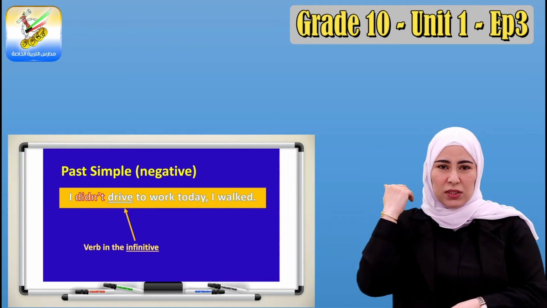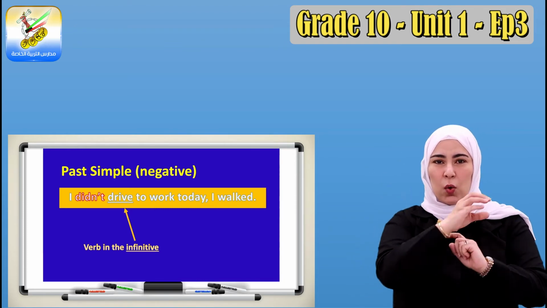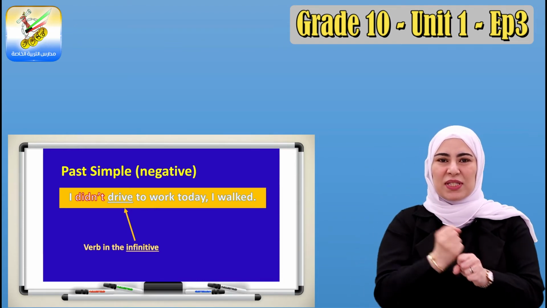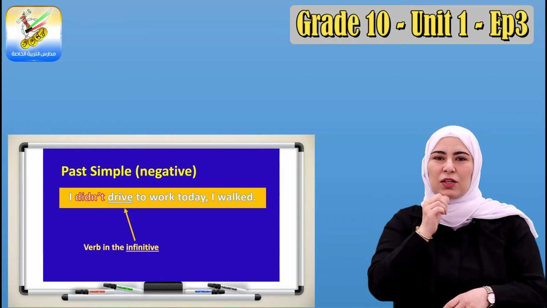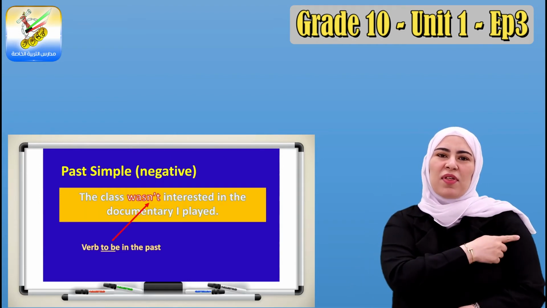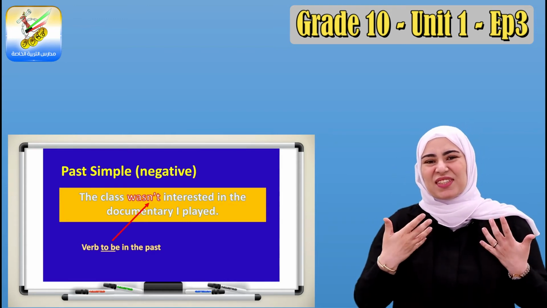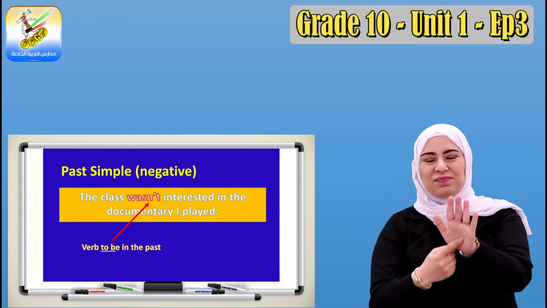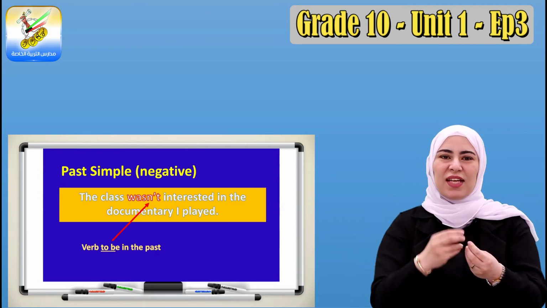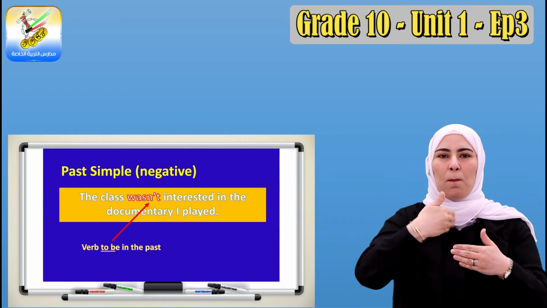Now you will answer, what about the verb to be? Simply, you will make the verb to be negative. For example, the class wasn't interested in the documentary I played. So instead of saying the class was interested, you will make it negative. So you will say the class wasn't interested.